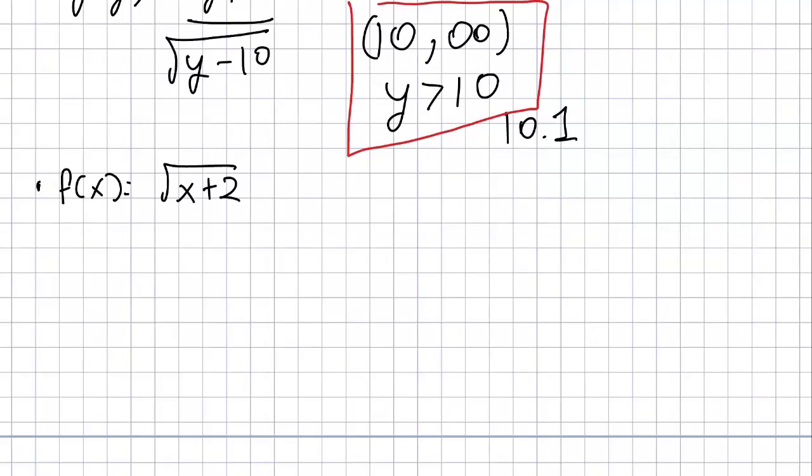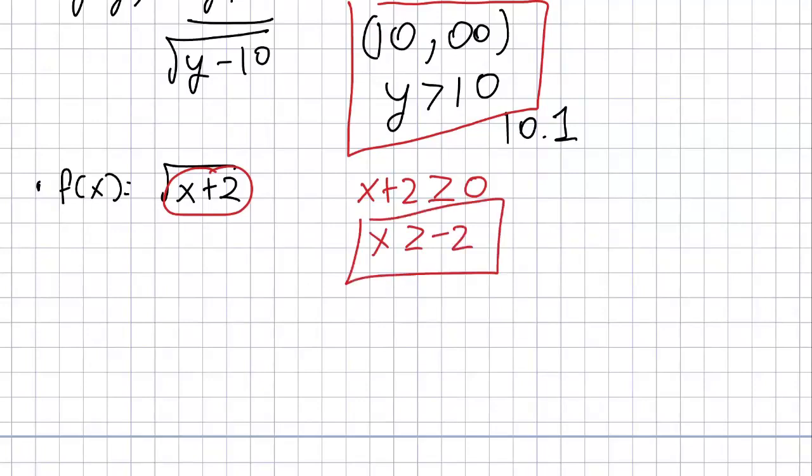If you're given a radical, you can always find the domain by taking whatever's inside the radical and setting it greater than or equal to 0, and then just solving for x. So that means x has to be greater than or equal to -2. Or in this case, you can write it as bracket -2, infinity. That bracket on the left-hand side of the -2 means it can actually be -2.